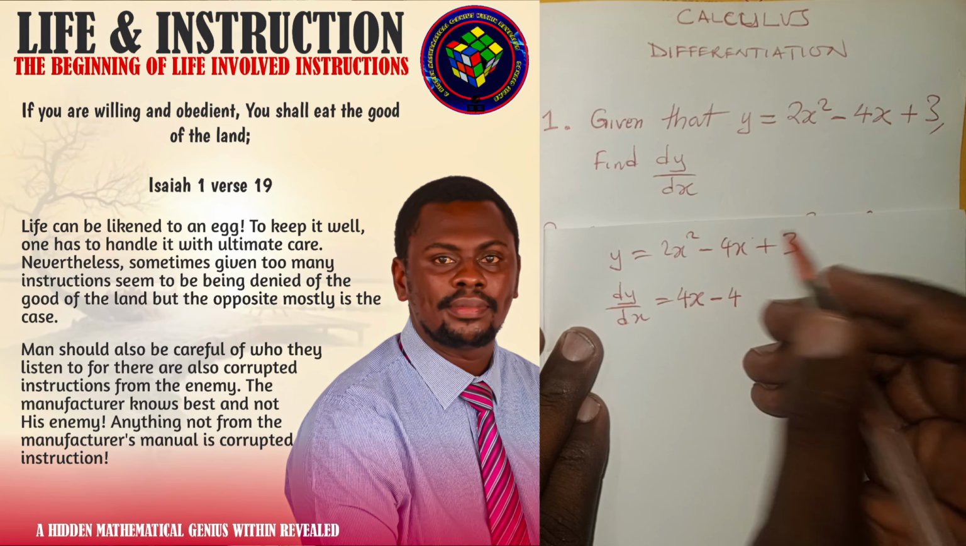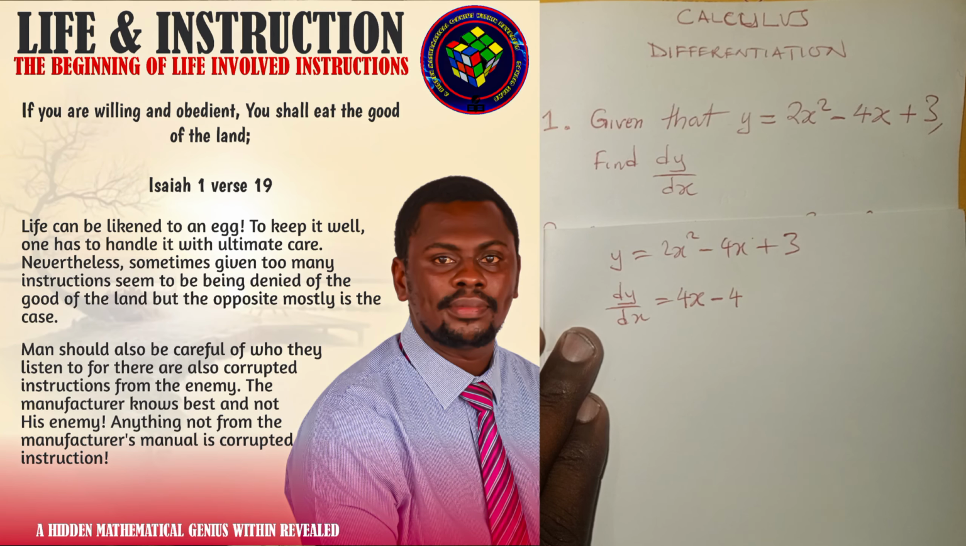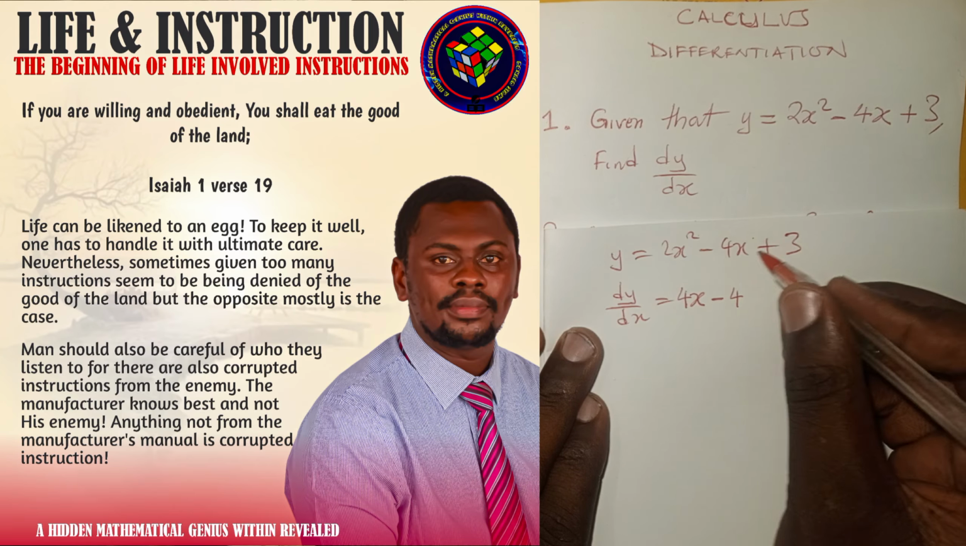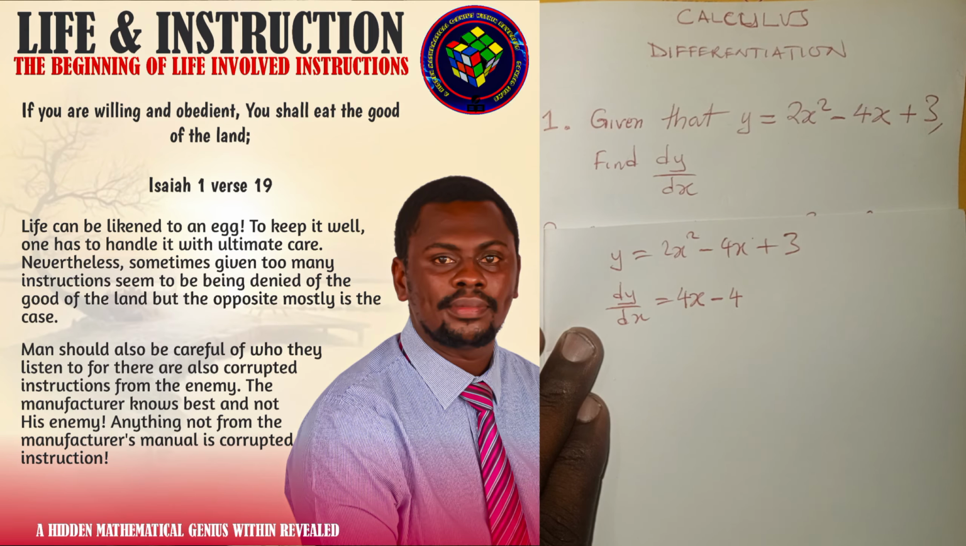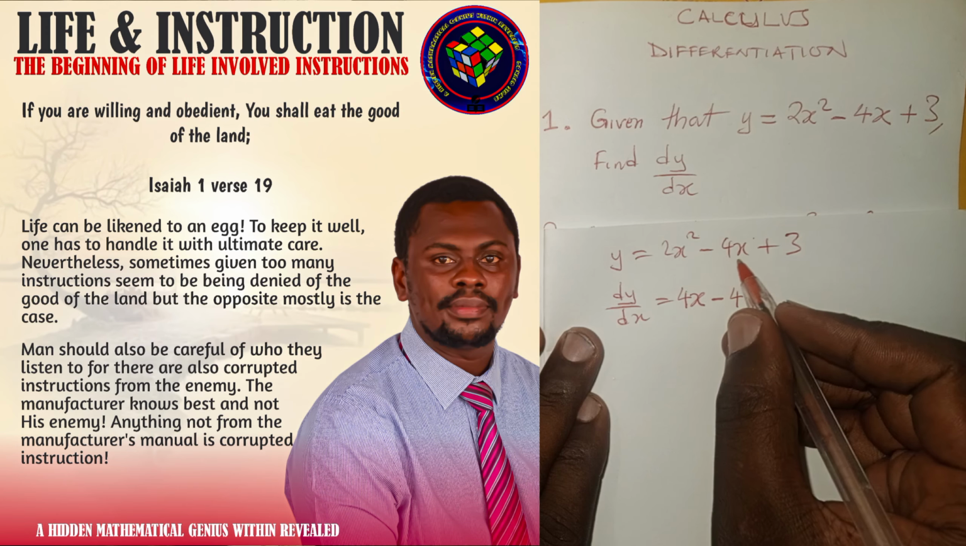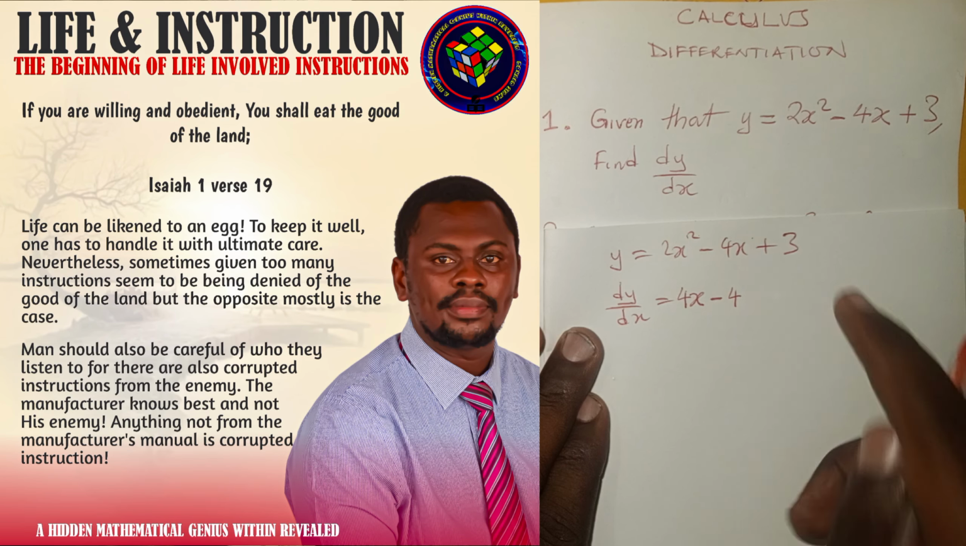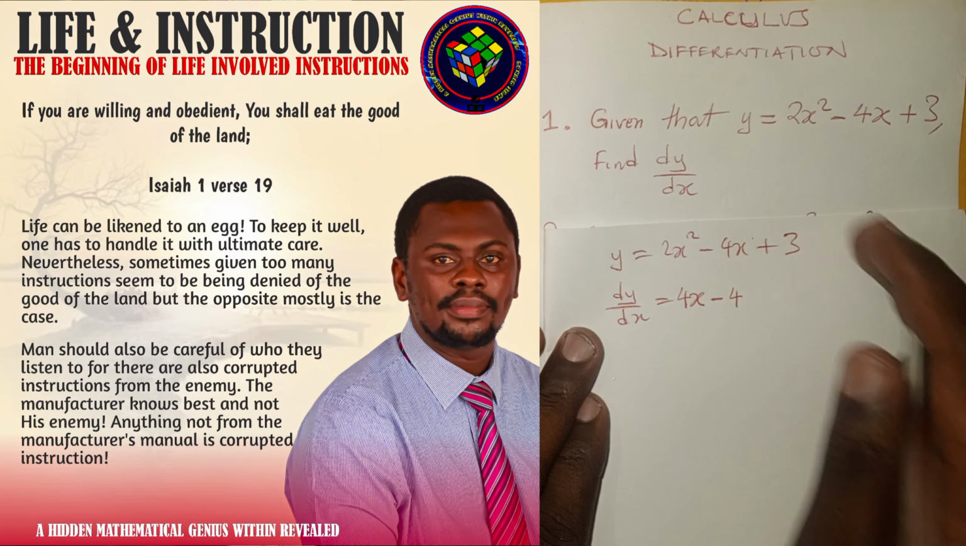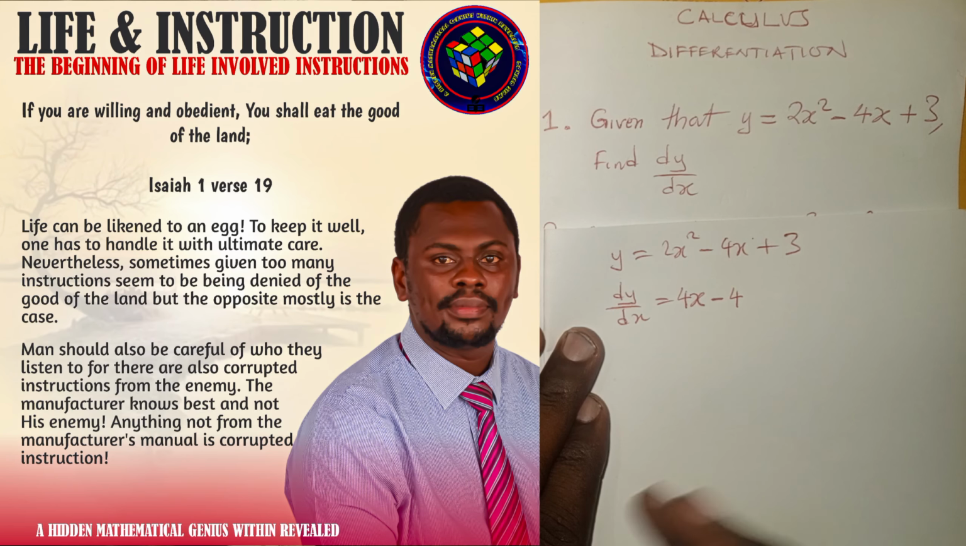Then the power is 1. 1 minus 1 is 0. So any number to the power 0 is 1. So in this case, you just get rid of the variable. So when you are differentiating and you find that the term has a variable with power 1, then just remove that variable. So the derivative of 4x is just 4. And this 3 is a constant. Derivative of the constant is 0.